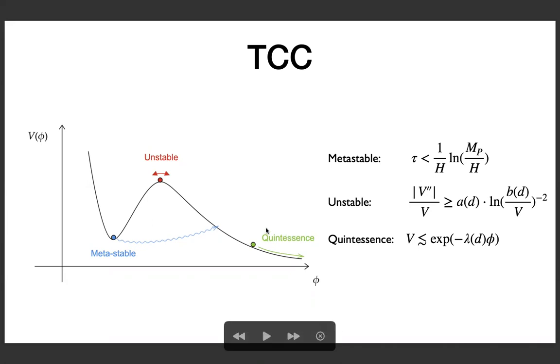And finally, when you have this kind of rolling behavior, what you find is that TCC tells you that the potential should decay exponentially fast. So V should be smaller than or equal to some e to the minus lambda phi, where this lambda only depends on dimension. And I'll come back to what the value of this lambda is.